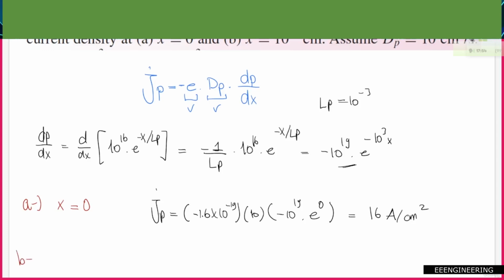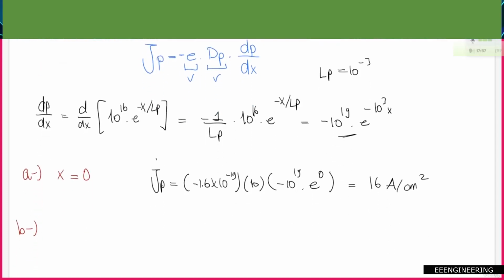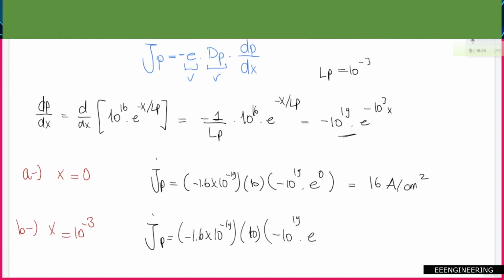And now we're going to do exactly the same thing when x is equal to 10 to minus 3. When x is equal to 10 to minus 3, this time I'm going to have JP equal to minus 1.6 times 10 to minus 19 times the coefficient of diffusion, which is 10, times minus 10 to 19 times e to the minus 10 to 3x. If we put x equal to 10 to minus 3, here we're going to have minus 1 only. So this is basically equal to 16 over e, where e is the number that you all know.